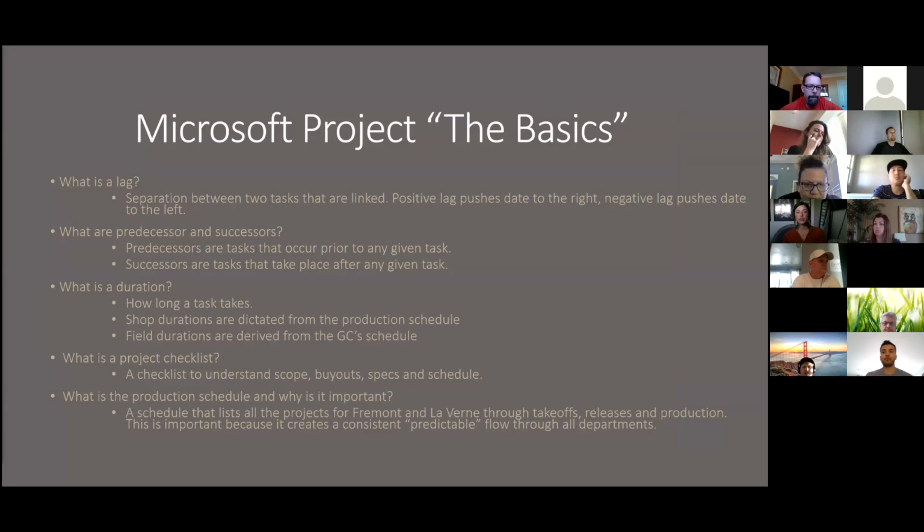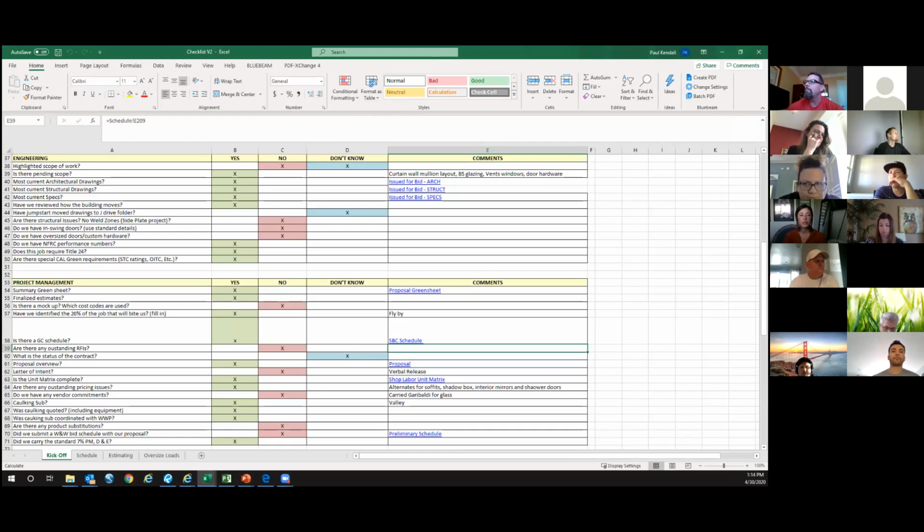So what is a project checklist? A project checklist is a checklist to understand scope, buyouts, specs, and the schedule that was given from your contractor. To give you an idea of a checklist, this is the checklist that you go over with sales, and it highlights all of your engineering work. It'll go through all the different things that you will know. This is one of the key components to building your schedule. This will go over all the engineering aspects of it.